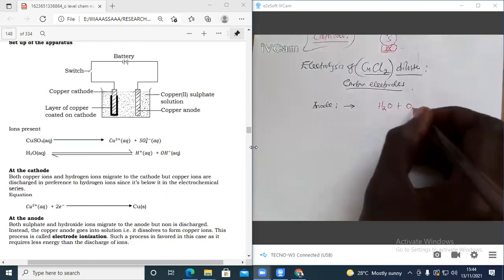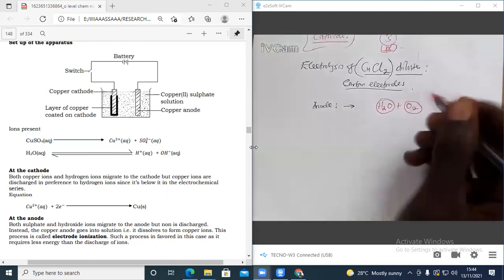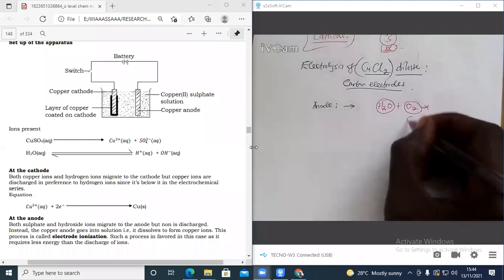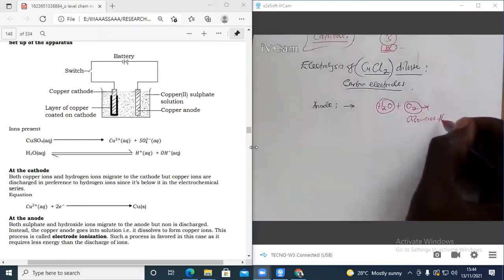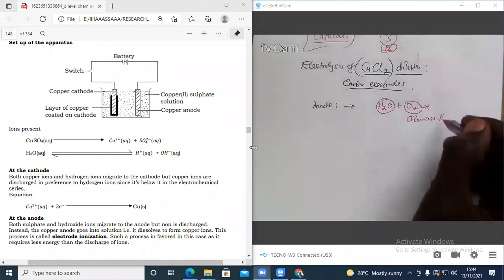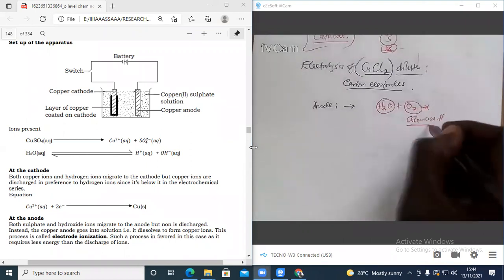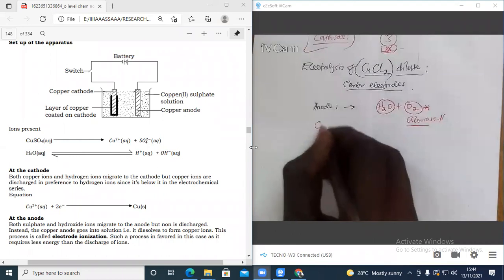Water and oxygen. Very good. So what do you expect to see at the anode? Isn't it oxygen gas, a colorless gas? Yes. How do you test for oxygen? The glowing splint relights. Yes. Very good. Then at the cathode?